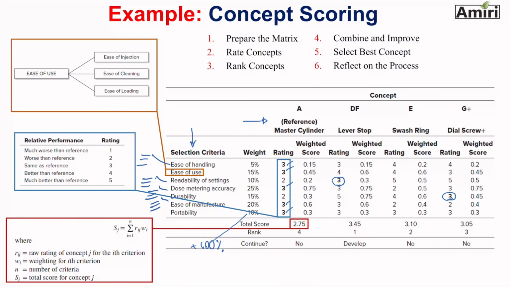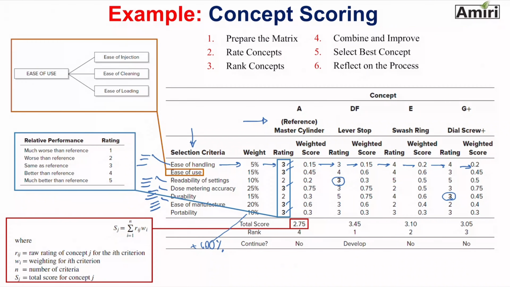a reference. This is to show that for each criteria you can have a different reference, and that's another reason that it's important to go row by row when you are evaluating and not concept by concept. So again, it's important to go row by row, one row at a time.